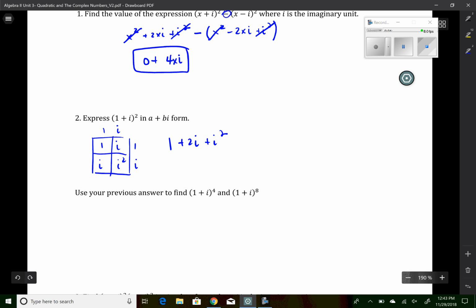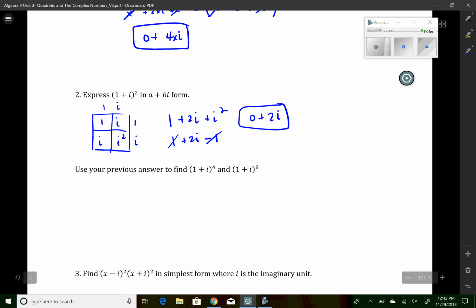i squared, remember, is a superhero. He's the sign changer. He changes the sign of whatever he's attached to and disappears. So if that happens, you're going to get 1 plus 2i minus 1, because that 1 is going to change to a negative 1, and then the i squared just goes away. The 1's cancel, so you're left with just 2i. 0 plus 2i if you put it in a plus bi.